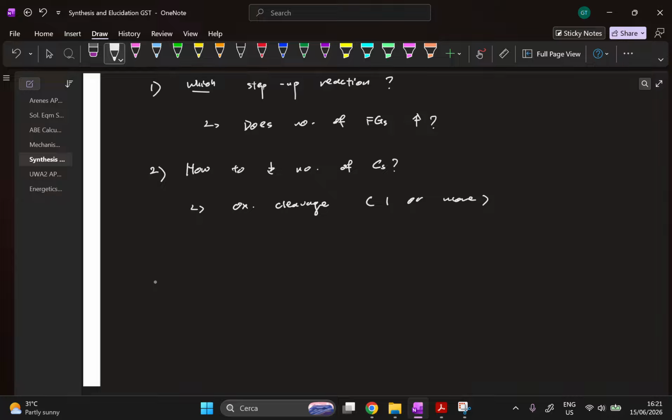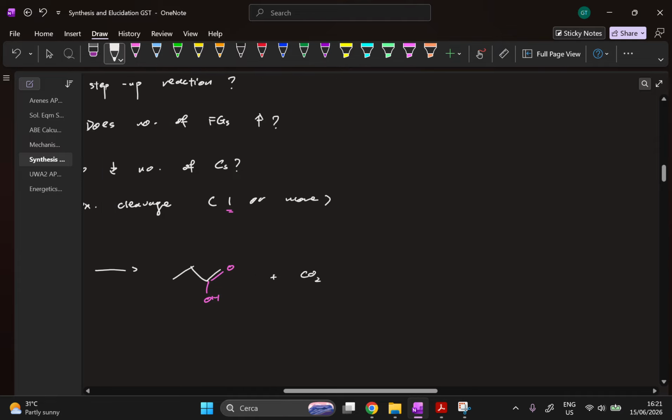Why? Because if I have oxidative cleavage of a terminal alkene, let's say I have but-1-ene, and then I have oxidative cleavage, I lose one carbon. Why? Because this carbon over here will actually be lost as CO2. So if you recall how I do my oxidative cleavage, this thing is going to turn into a C double bond O, this thing is going to turn into an OH, and then of course I will have plus CO2. That's oxidative cleavage of a terminal alkene.